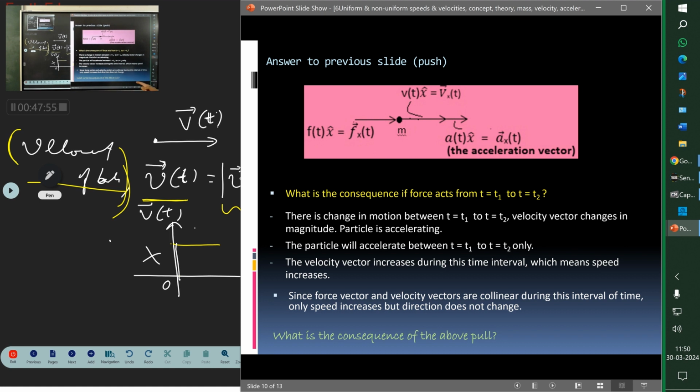If you pull it, what will happen? It will move along the velocity vector which is caused due to the force vector.